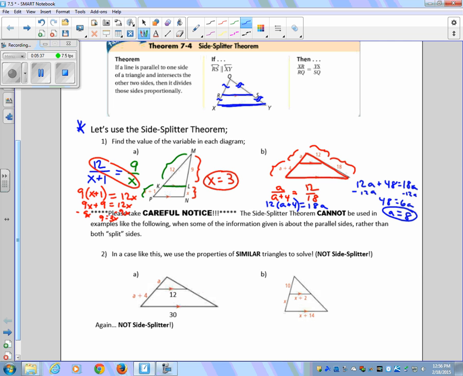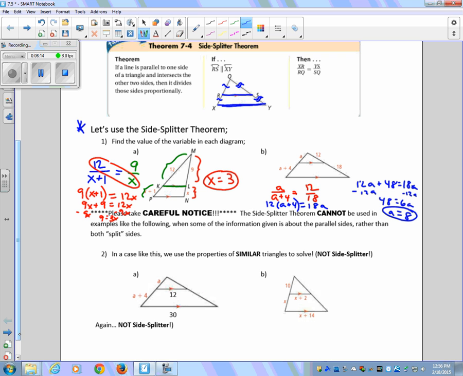So you're setting up your proportion almost like you could look at the triangle, and where your parallel line is, you could extend that parallel line, and you have your two ratios. A is to A plus 4, 12 is to 18. You extend that parallel line and think of it as this over this equals that over that. Okay?